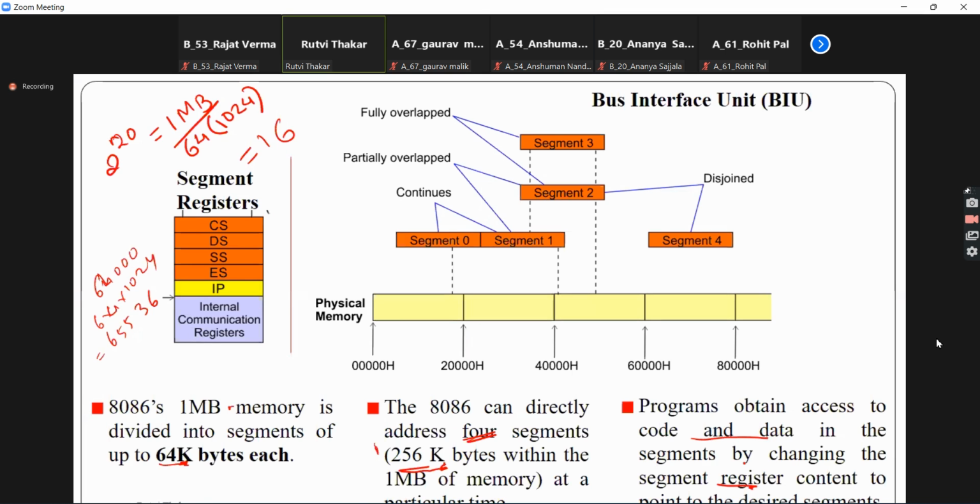What are the segment register contents? That we'll see later in the next lecture. This is clear? Does anyone have any doubt in today's lecture? We'll have to stop here.